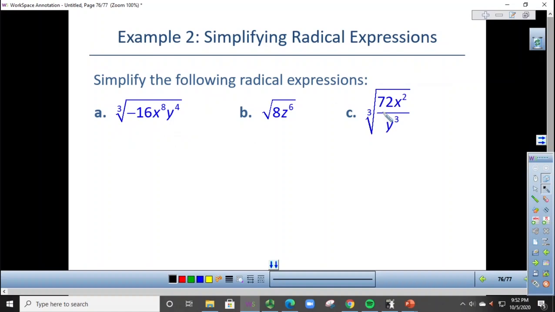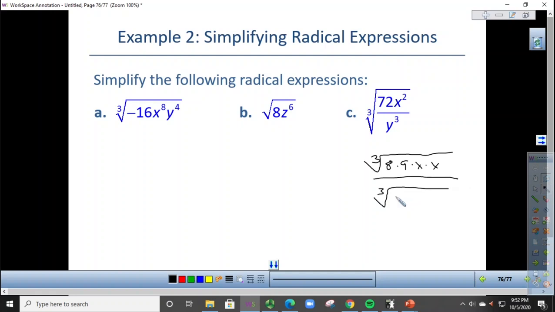so we have the cube root of 72. So it's the cube root. So 72 has a perfect cube of 8. So really this is the cube root of 8 times 9 times x over the cube root of y times y times y. Cube root of 8 is 2. Can't do anything with the 9 or the x's, so it's 2 cube root of 9x squared. And the cube root of y to the third power is just y.